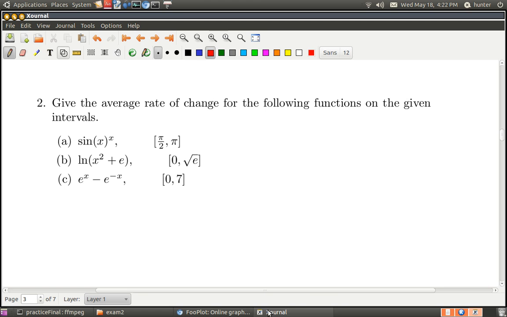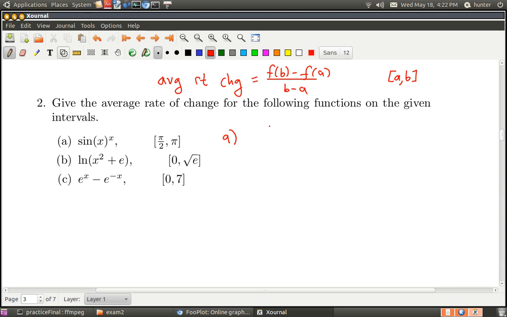Alright, so we can figure out the average rate of change without knowing how attractive those functions are, because there's just a very simple formula for the average rate of change, right? Average rate of change for any function on an interval from a to b, the formula is just f of b minus f of a over b minus a. And so all I have to do is apply this formula in these three cases. So let me do it one by one.